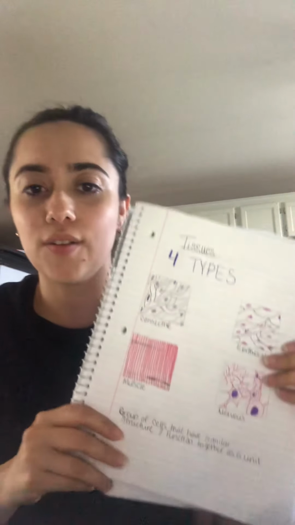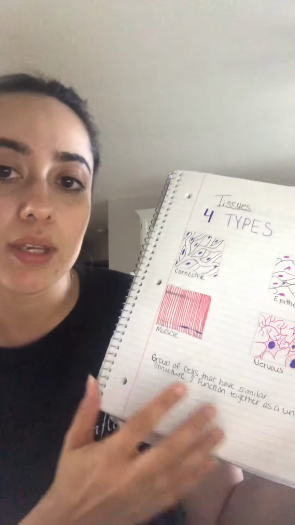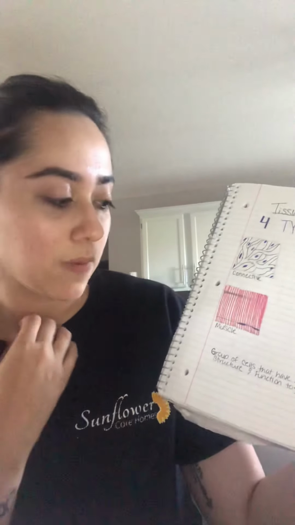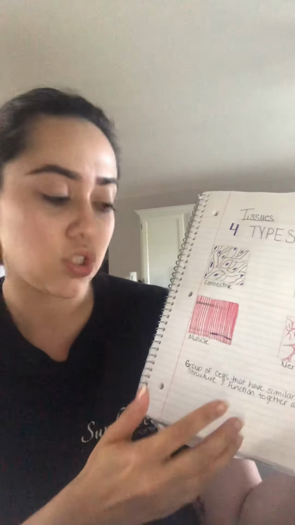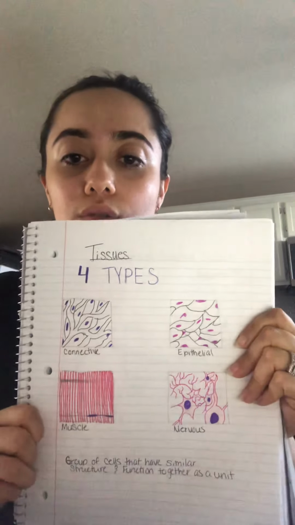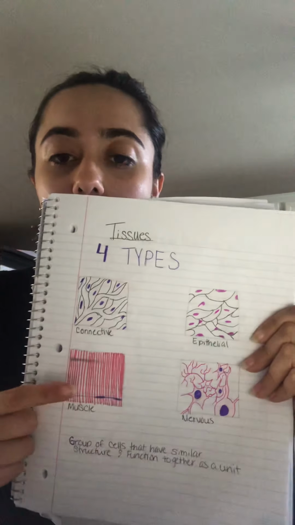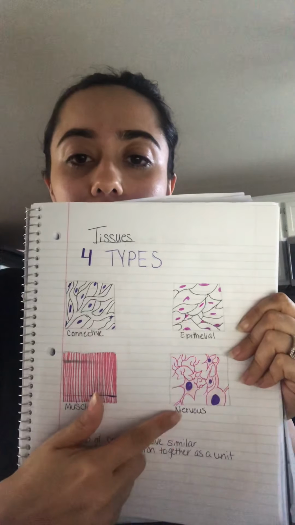Here I have tissues. First, we'll start off with the meaning of tissues. Tissues are a group of cells that are similar in structure and function together as a unit. There are 4 different types of tissues. We have the muscular, the epithelial, the nervous, and the connective tissues.